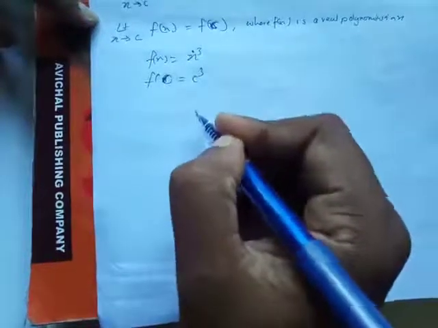If I put c, it's going to be c cubed. Don't you think f(x) and f(c) are equal? The only thing is, what has taken the place of x? c has taken the place of x. That's why they have written that when f(x) is a real polynomial, there is no other number with this polynomial, so this is going to be equal to this.